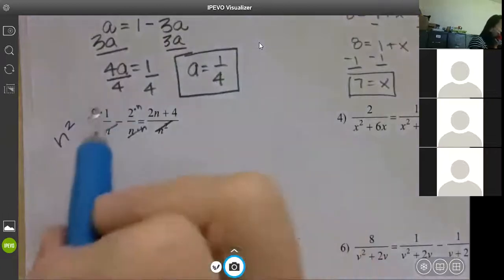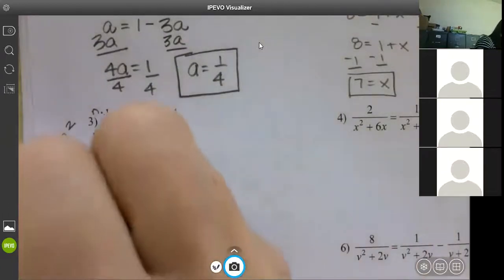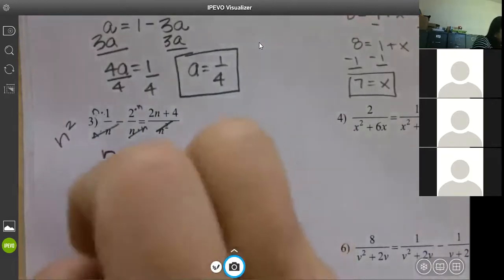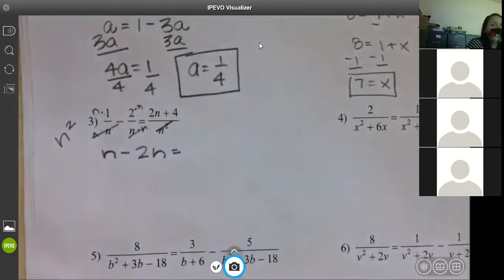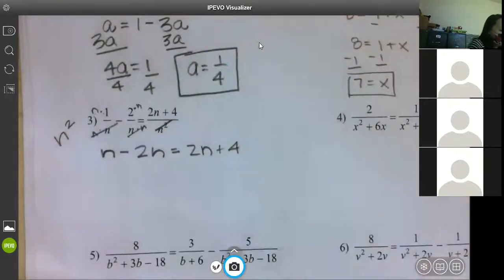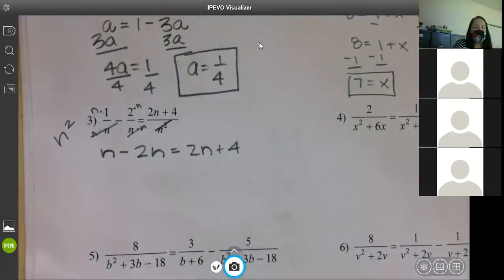Solve your equation. N times 1 is N. Minus 2 times N is 2N. Is equal to, I didn't do anything to the other side, 2N plus 4. All right. How do I solve?